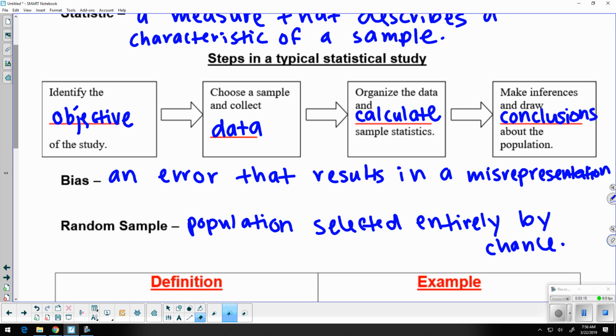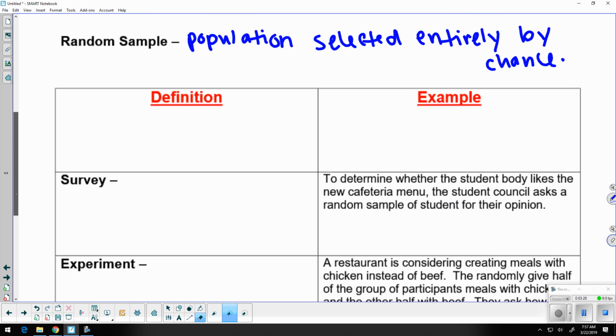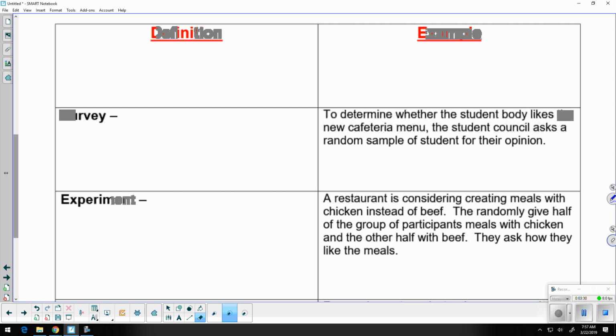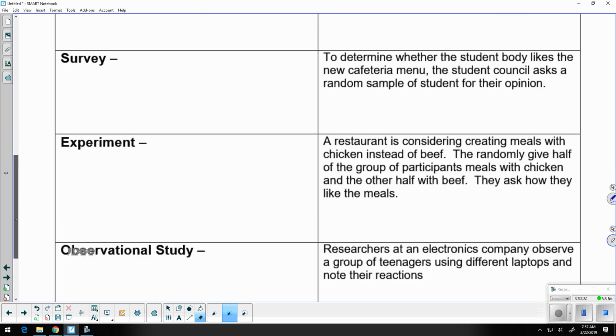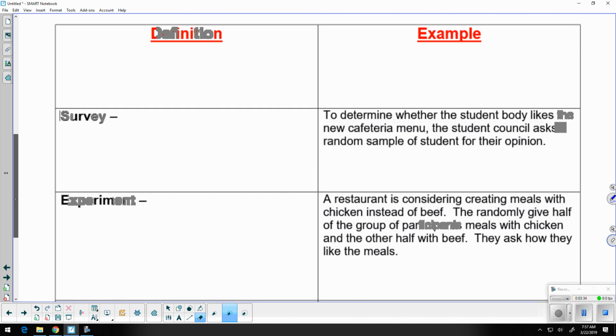I don't know why that always pops in my head when I think about situations like this, but I would say it's always a good analogy, thinking about a courtroom. The key thing today is knowing the difference between these three. What is a survey? What's an experiment? What's an observational study?